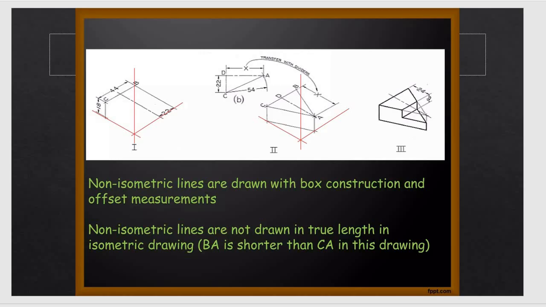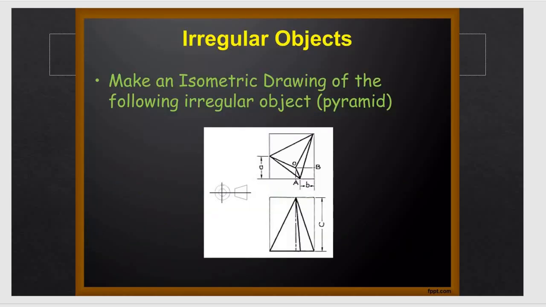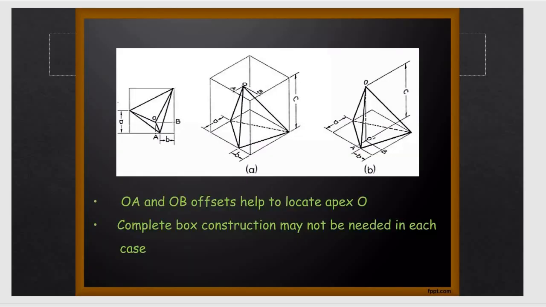We can draw a non-isometric line on a similar principle, but with some slight difference, because non-isometric lines are drawn with box construction and offset measurements. Non-isometric lines are not drawn to the true length in an isometric drawing. Irregular objects are one of the best examples. We can draw irregular objects step by step, using offsets to help locate the apex and complete the box construction, which may not be needed in each case.